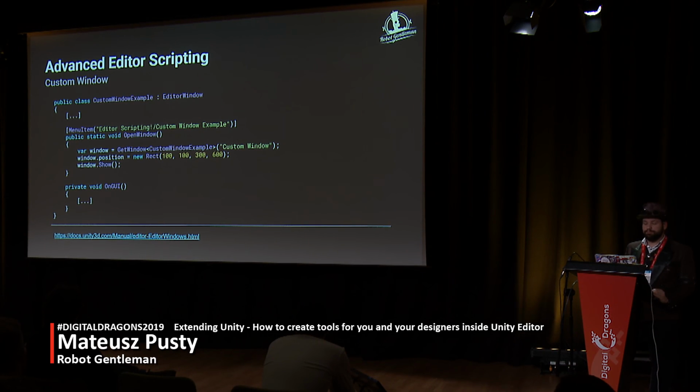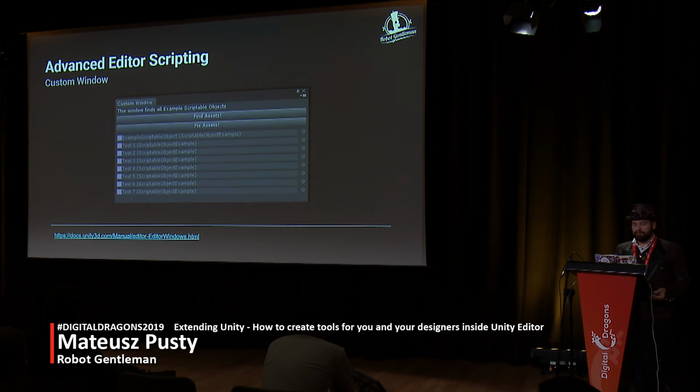So we also can create custom windows. Custom windows are created almost exactly like editors. We just use EditorWindow as our base class, and we create a public method for opening this window. We give it a path to find it. We use this code to find the window and show it at this position. And in OnGUI, we basically do the same stuff we did in Editor. We can use the same methods, the same properties, etc. And we can do something like this, a window that finds all scriptable object examples. And we will also come back to it later.